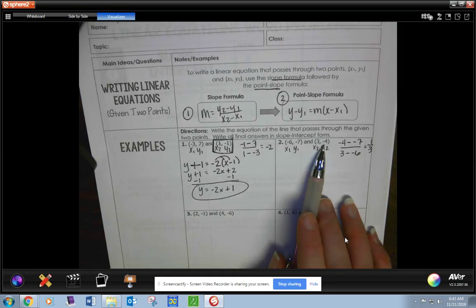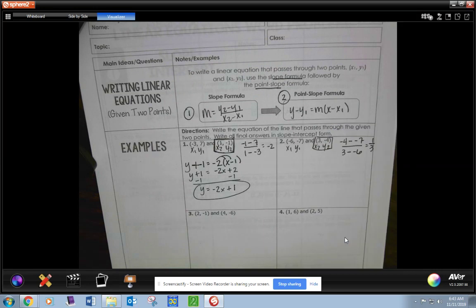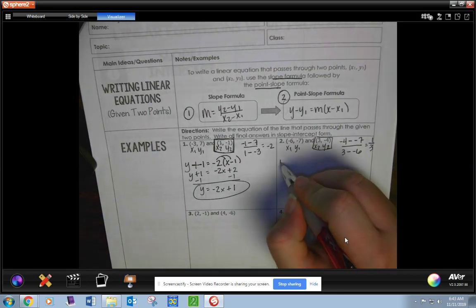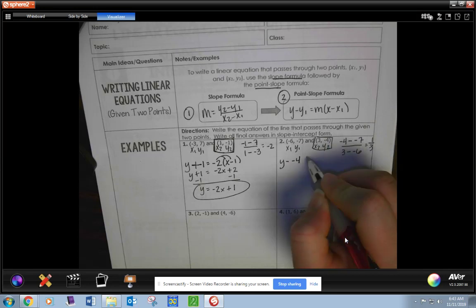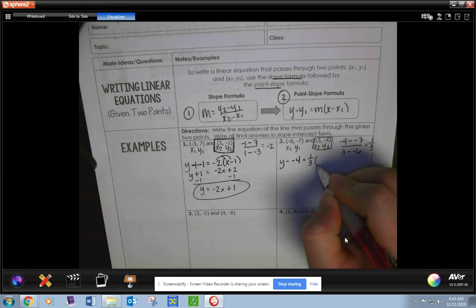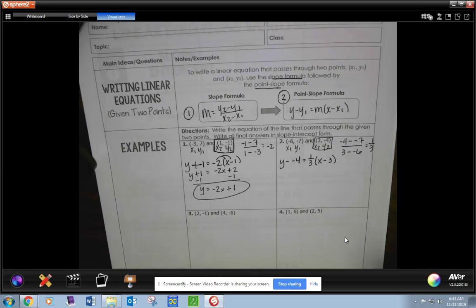Okay, now I'm going to pick a point. This one has some smaller numbers than the other one, so again, I'm going to use the second point, and I'm going to do y minus -4, because that's the y I picked, equals, the m I found was 1/3, times x minus 3, because that's the x I picked.